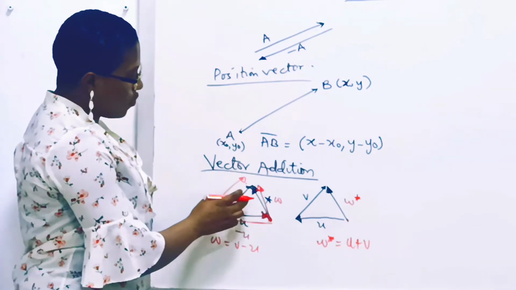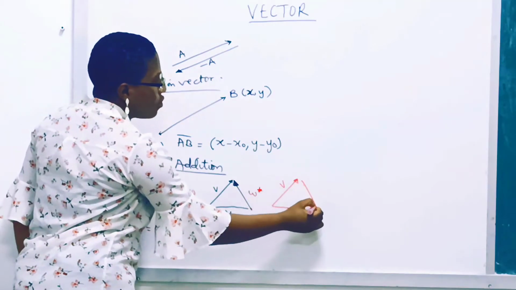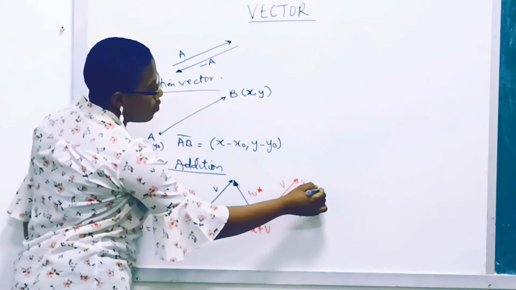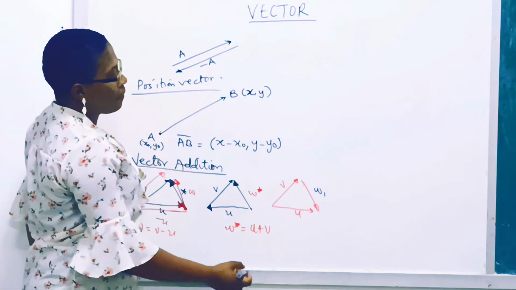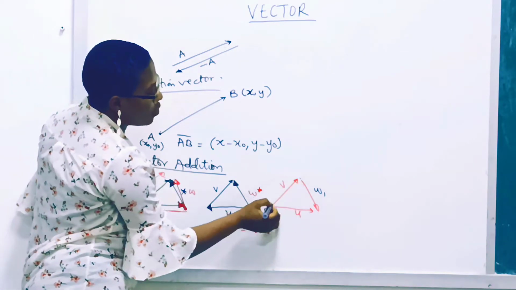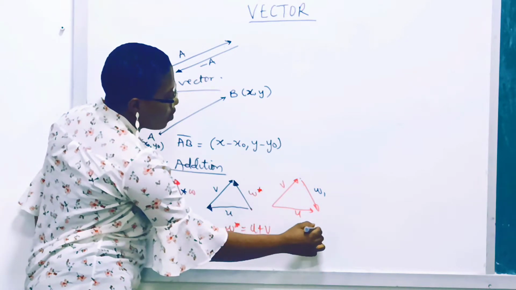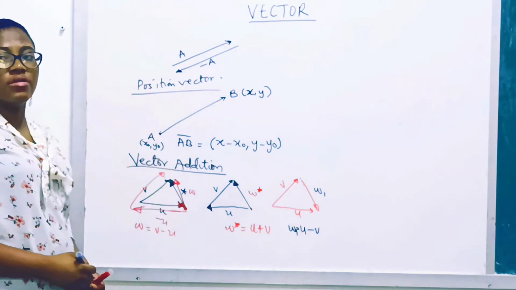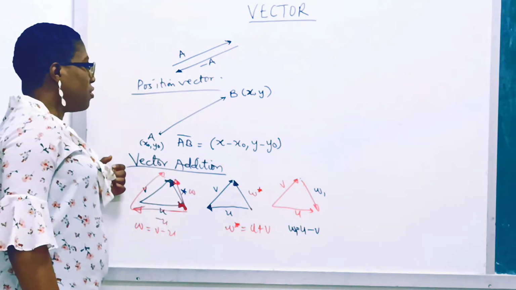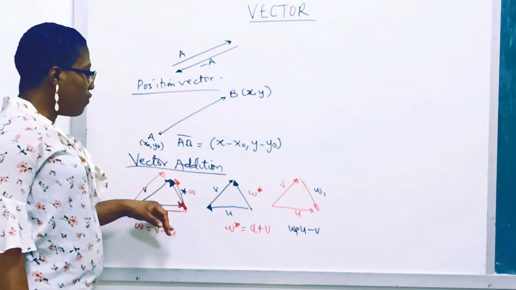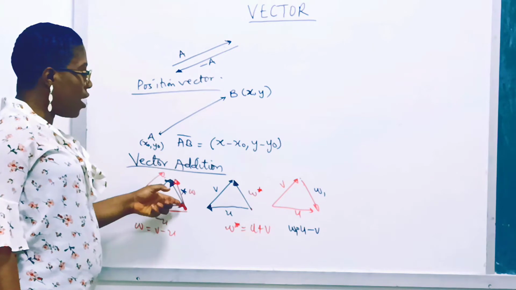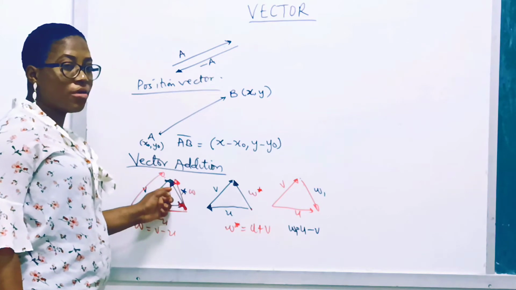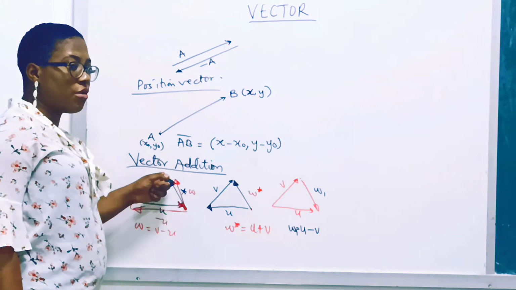So if we have the same thing, but we have it this way, then this vector W, let's say W1, is from here, we are going this way. So minus V plus U. So U minus V is W1. It's as simple as that. So that's what addition of vectors is. You need to consider the direction of each vector and which way the arrow of what you are looking for is facing, so you can know where to start and where to stop.